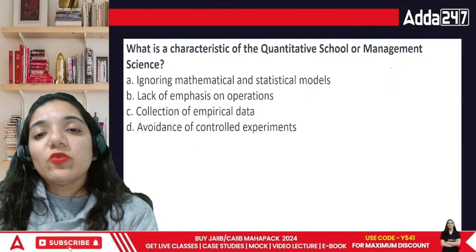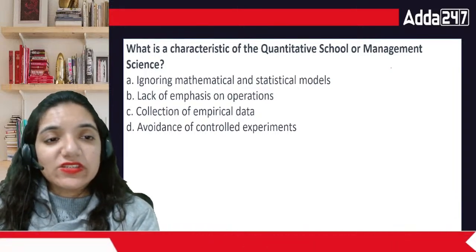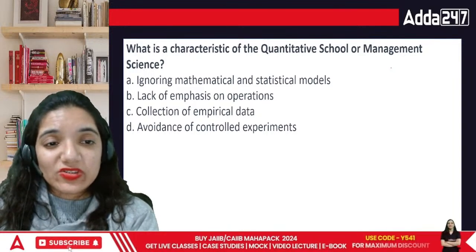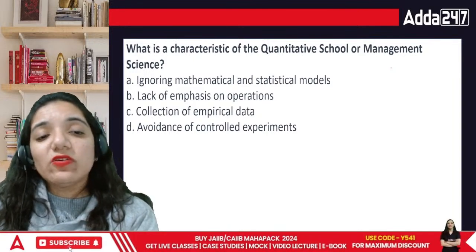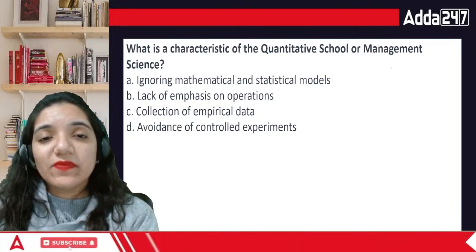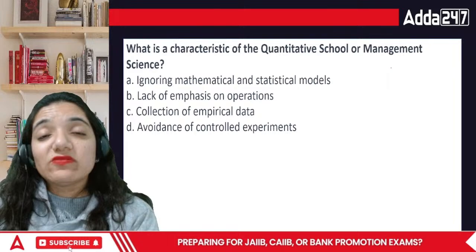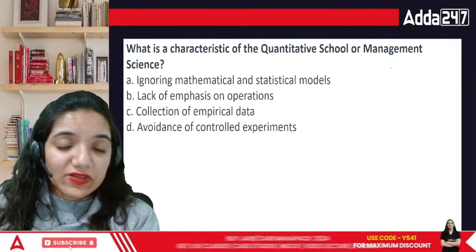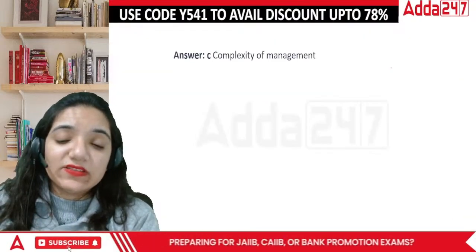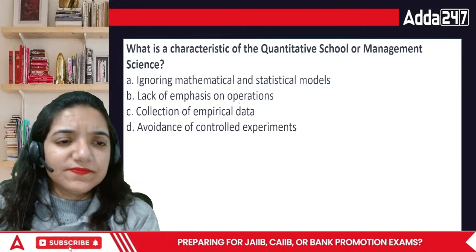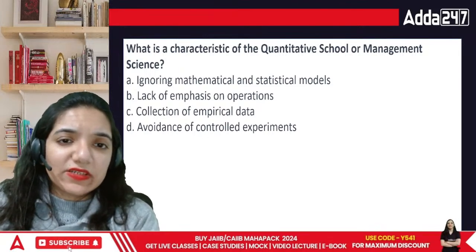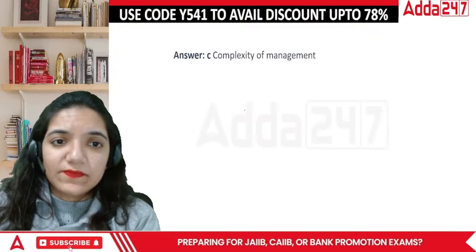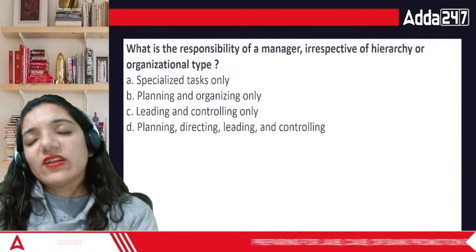What is the characteristic of quantitative school or management science? Ignoring mathematical and statistical models, lack of emphasis on operations, direction of empirical data, or avoidance of controlled experiments. Actually, quant school is just looking at a lot of things which are hardly in terms of control. In this case, there is only one thing, that is collection of empirical data. This is their only characteristic. Rest are not. The answer was wrong. I'll just correct it in the PDF.